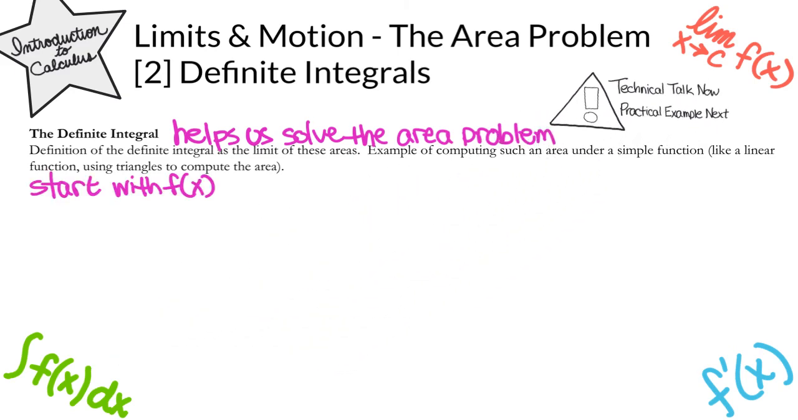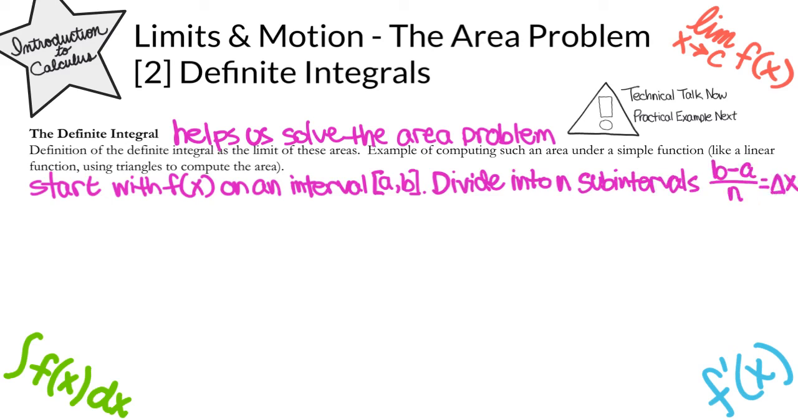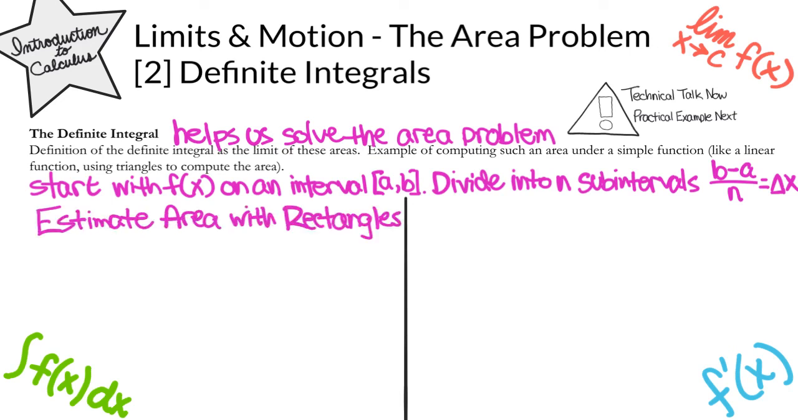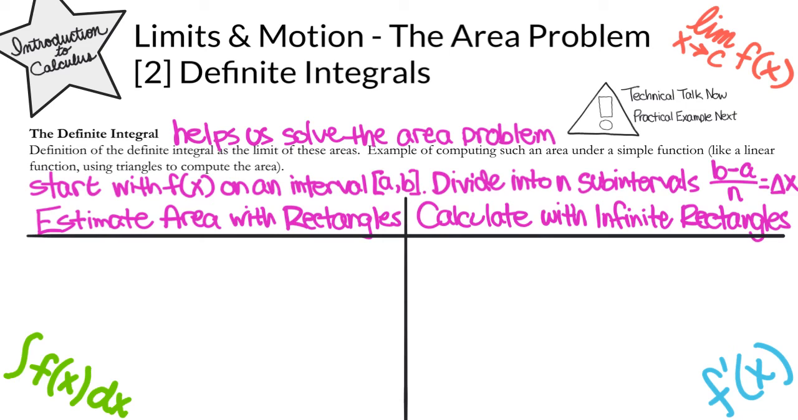Let's start with a rate function, I'll call it f of x, on an interval a comma b, a closed interval, one that includes the endpoints. Divide the interval into n subintervals, so b minus a divided by n. That value is equal to delta x, which we'll use later. Let's continue by creating 2 columns. The left column is how to estimate area with rectangles. The right column is how to calculate with infinite rectangles. 2 different but connected things.